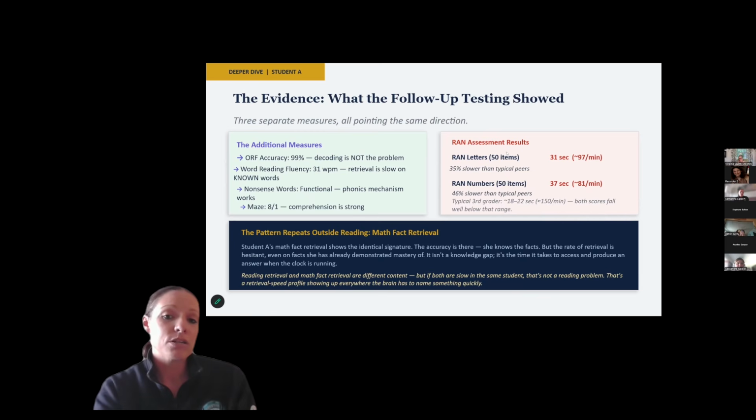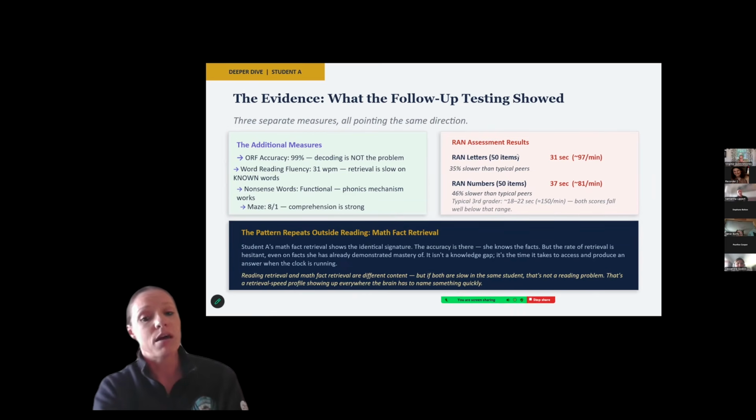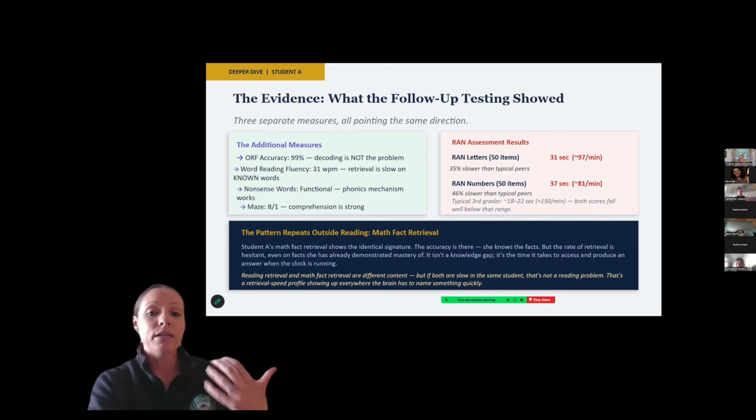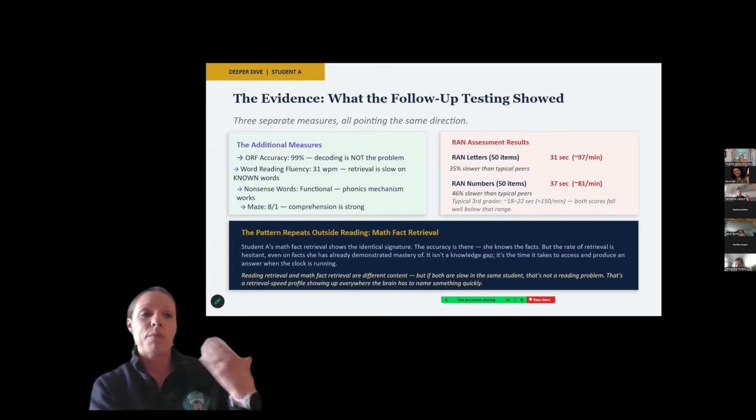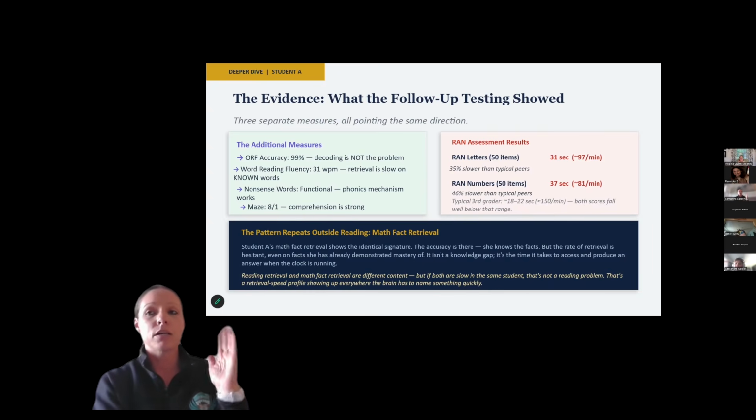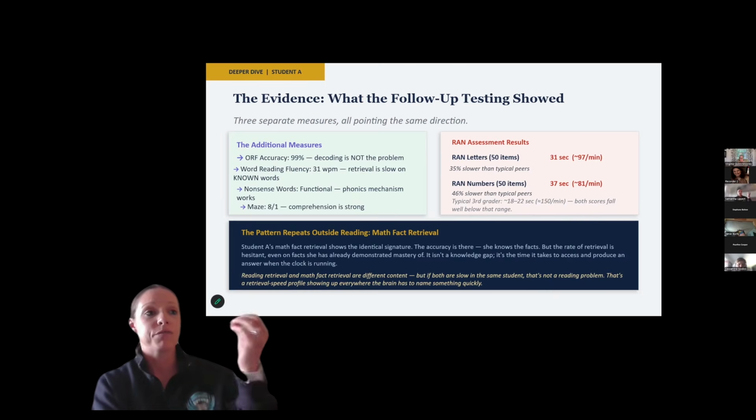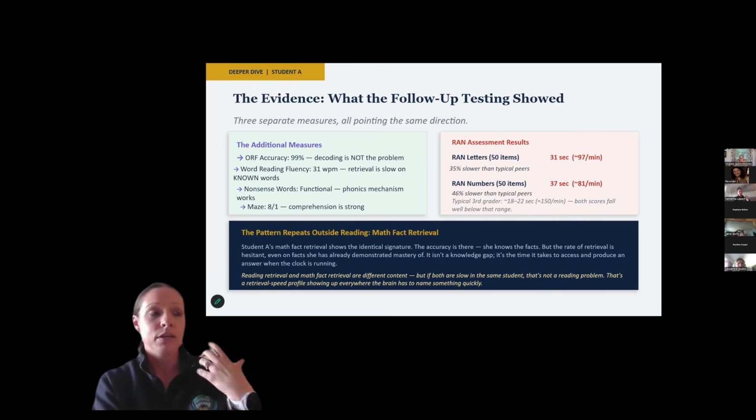So then I administered a RAN assessment. And this is something that speech and language pathologists often will assess for. A RAN is a rapid automatic naming task. It takes numbers or letters and asks them to name them as fast as they can. It's something that they are very familiar with. It's not new information. They're just naming a familiar item in quick succession.